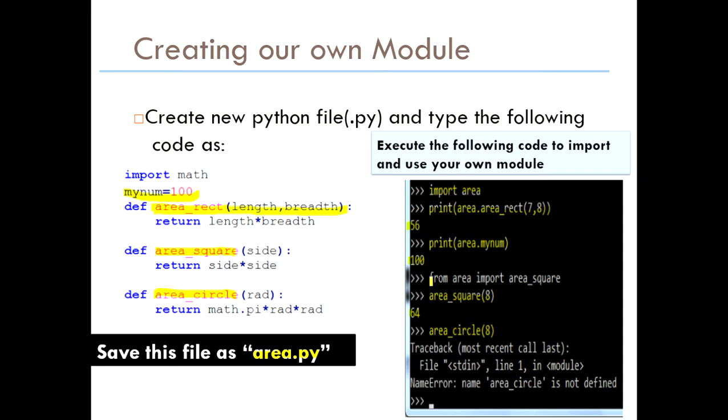Else we can use the from keyword. We can write here from area import area_of_circle, then we can use this function directly here. But we have not done this type of work, that's why it is producing an error.